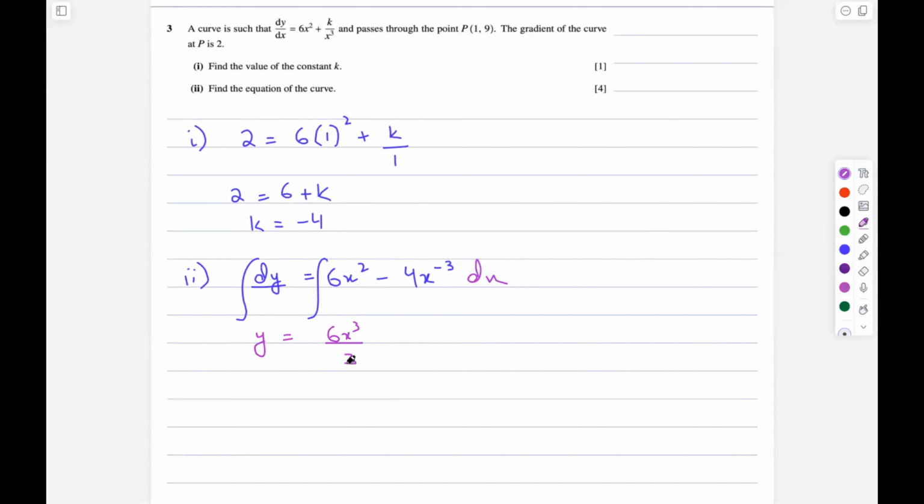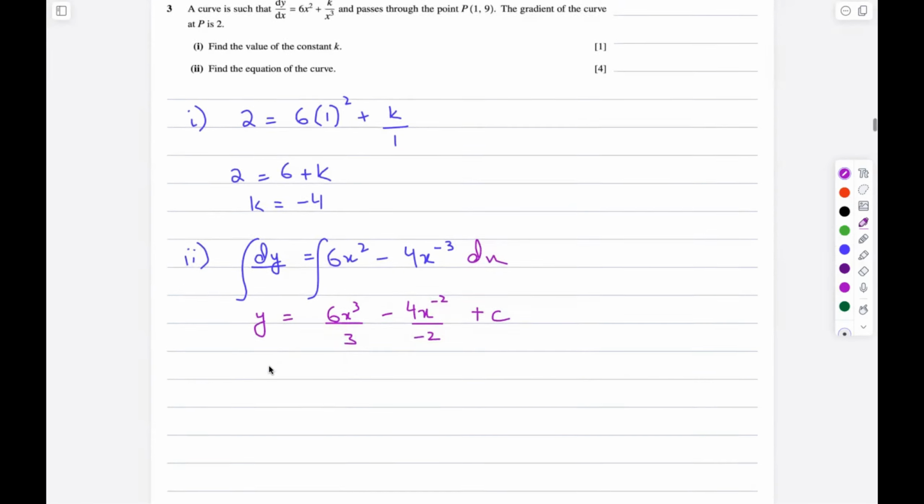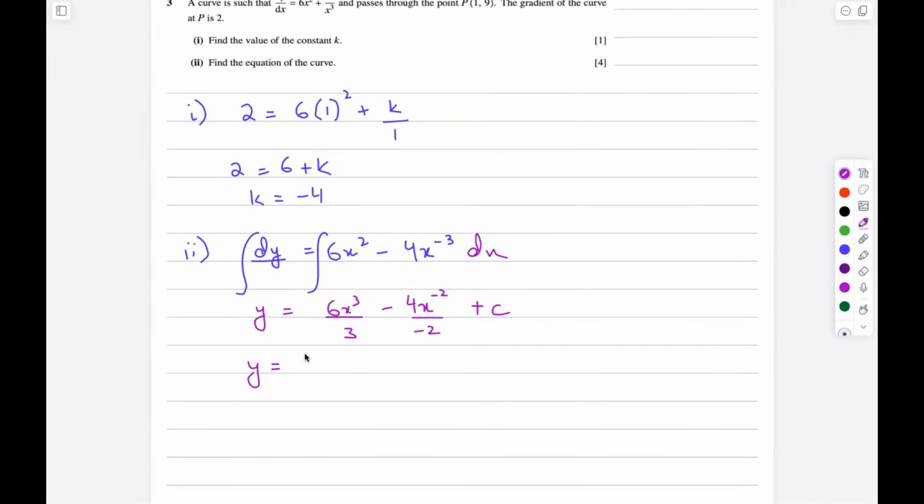So this will become 6x cube upon 3. This will become 4x, increasing the power by 1. That will become minus 2. And we'll divide it by the new power, which is minus 2. And we'll add a constant. Simplifying this, we'll get y equals 2x cube plus 4x to the power minus 2 plus c.